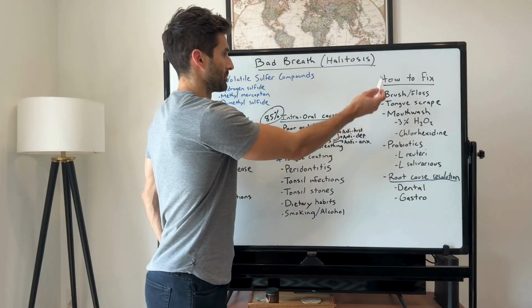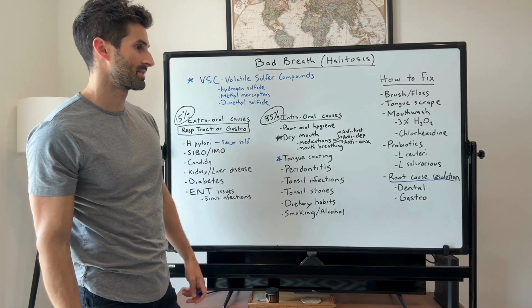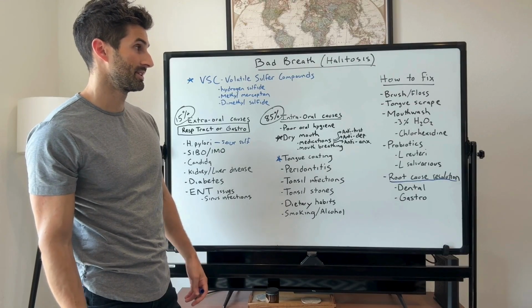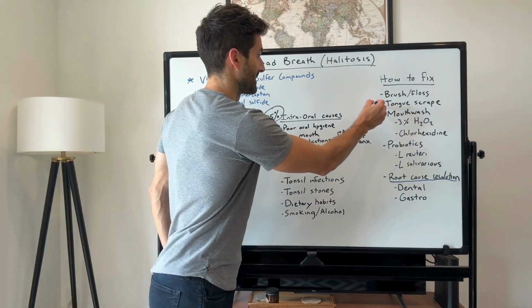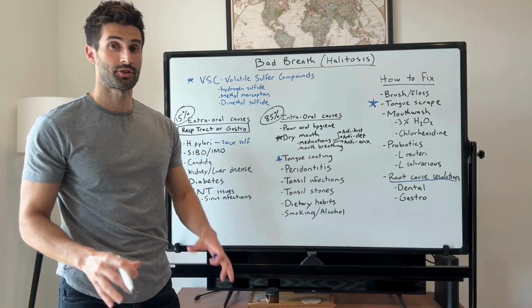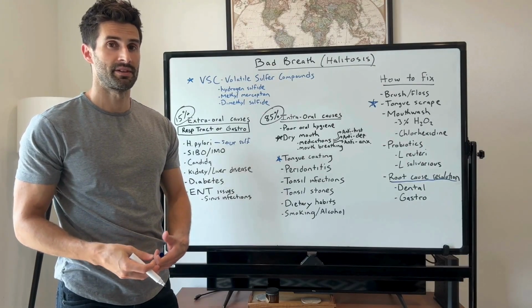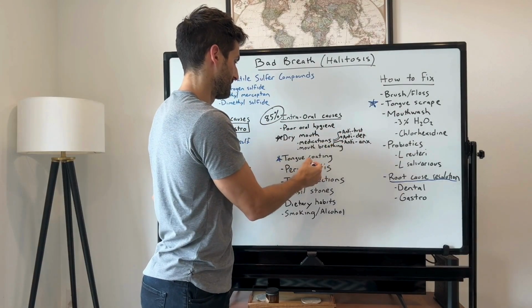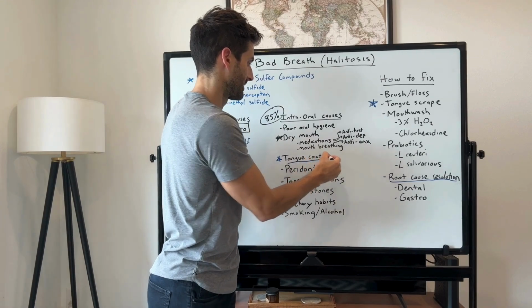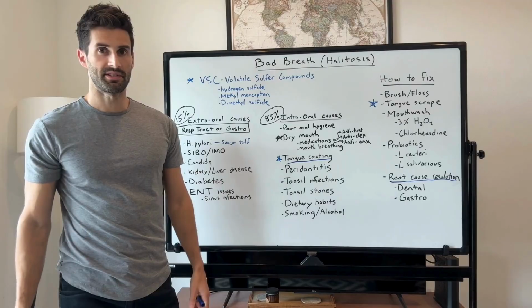Otherwise, how to fix, I put brush and floss up on here. I felt kind of dumb even writing it because it's so obvious, but make sure you're doing this regularly, especially flossing. Tongue scraping, this is also a huge one. There's actually research that's been done that showed tongue scraping works better than mouthwash in trying to prevent bad breath. Definitely tongue scrape. They're very cheap and very good for getting rid of tongue coating. A tongue scraper costs just a few dollars. It's something that I use on a daily basis.